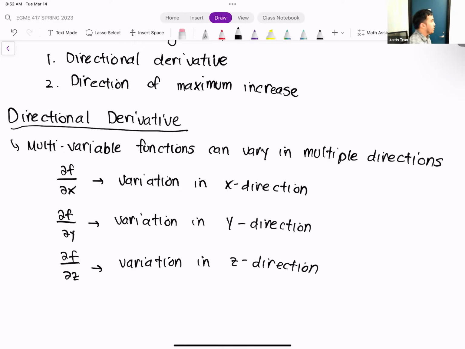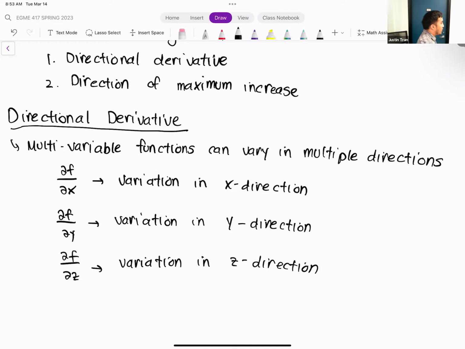Okay. And when I say variation, what I mean is rate of change. So I use the term variation. It's a bad habit of mine, but what I mean is basically rate of change. Okay. And so the way that you can interpret that is that if you have your field or your multivariable function and you walk in the x direction or you walk in the y direction, the partial derivative is kind of the change that you're going to experience.